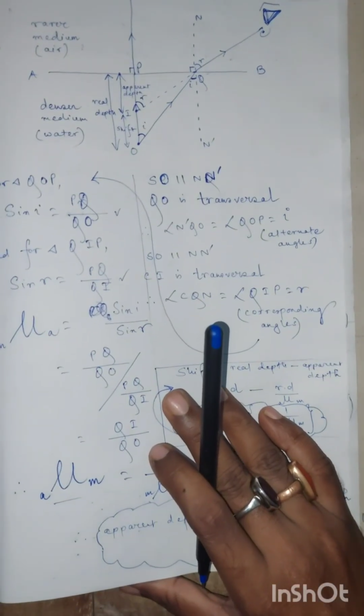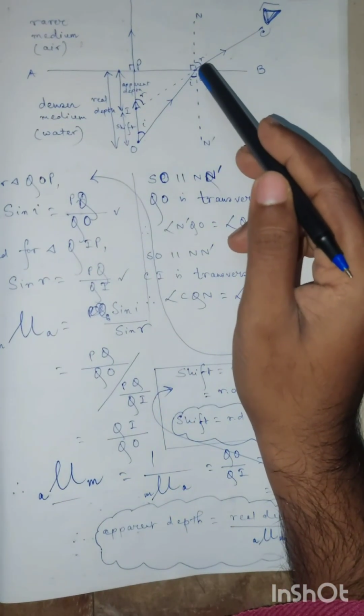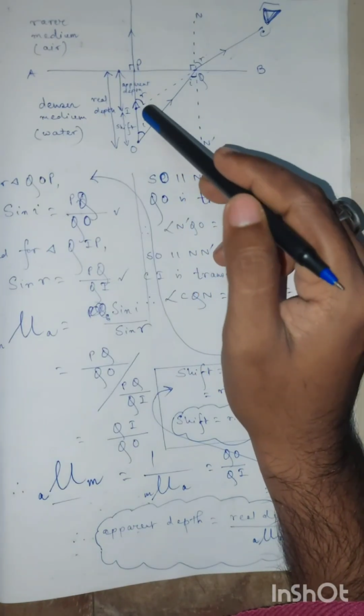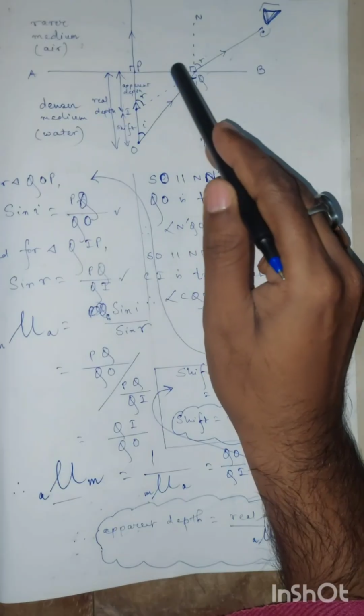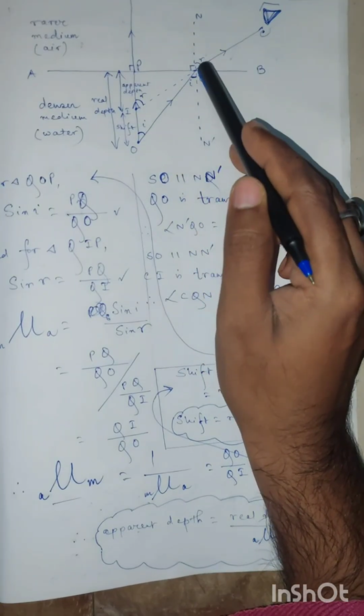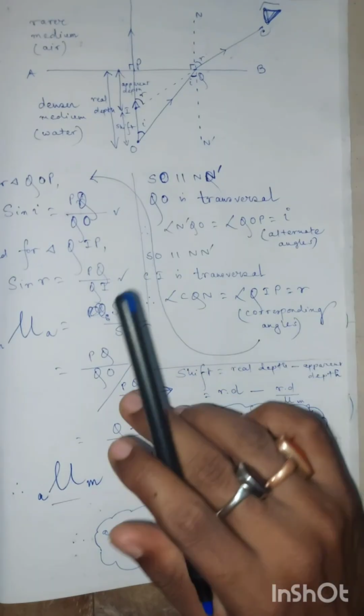Now for the smaller triangle QIP, sine of angle R is equal to perpendicular by hypotenuse. So PQ by QI. It is already written.